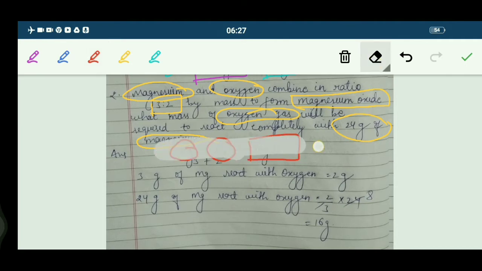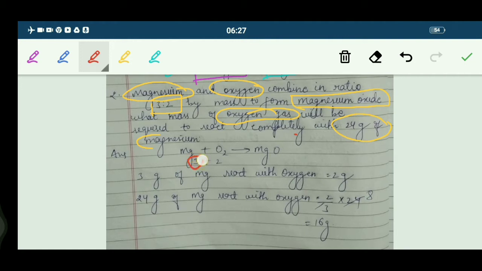I would like to erase all these things for you now. See now, in which ratio are magnesium and oxygen present? 3:2. So we can say that 3 gram of magnesium reacts with 2 gram of oxygen. They are present in 3:2 ratio, where the mass of the magnesium is 3 and the oxygen is 2. So 3 gram of magnesium reacts with 2 gram of oxygen.